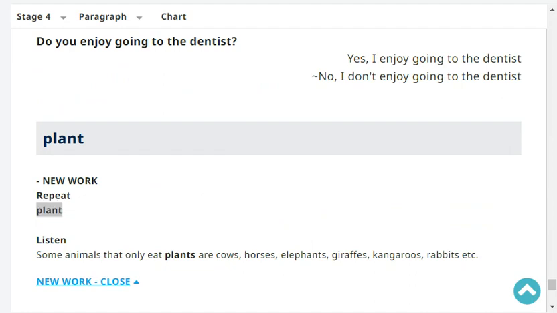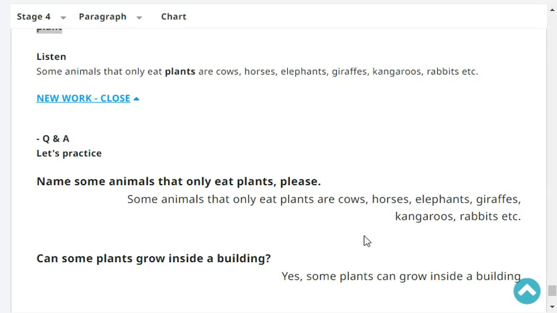Okay, listen. Some animals that only eat plants are cows, horses, elephants, giraffes, kangaroos, rabbits, etc. Let's practice. Name some animals that only eat plants. Some animals that only eat plants are cows, horses, elephants, giraffes, kangaroos, rabbits, deer, etc.